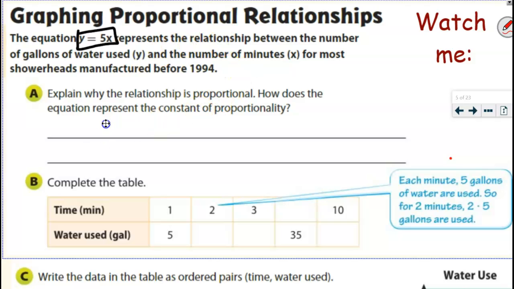All right, so how do we know it's a proportional equation, a proportional relationship? That's because we can write it in the format y equals kx, or y equals 5x. What is our k? Our k is 5. Our constant of proportionality is 5 because it's going to be 5 gallons per minute.